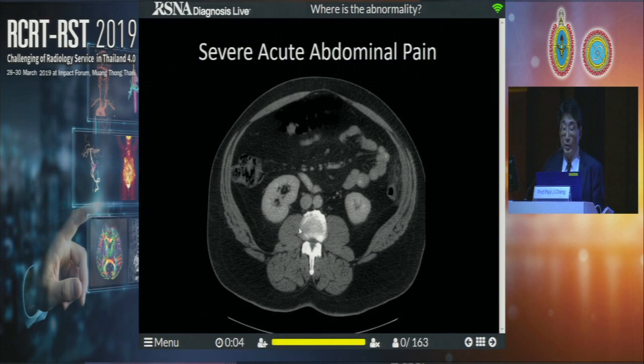I'm going to show you another point question. This patient comes in with severe acute abdominal pain. Where is the abnormality? Here, this might help. As an abdominal radiologist, I consider this one of the most satisfying diagnoses to make. Don't you think? It's one of the most satisfying diagnoses to make. Hopefully that's a clue.